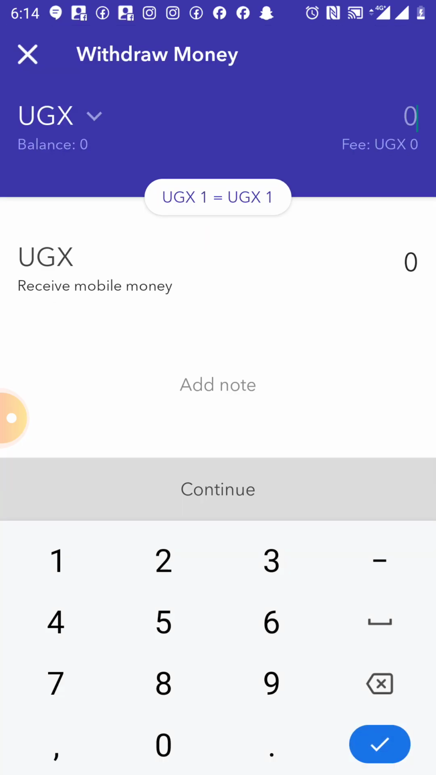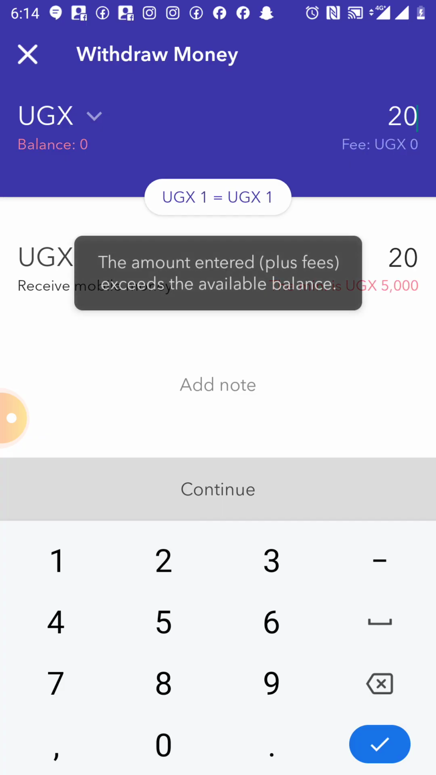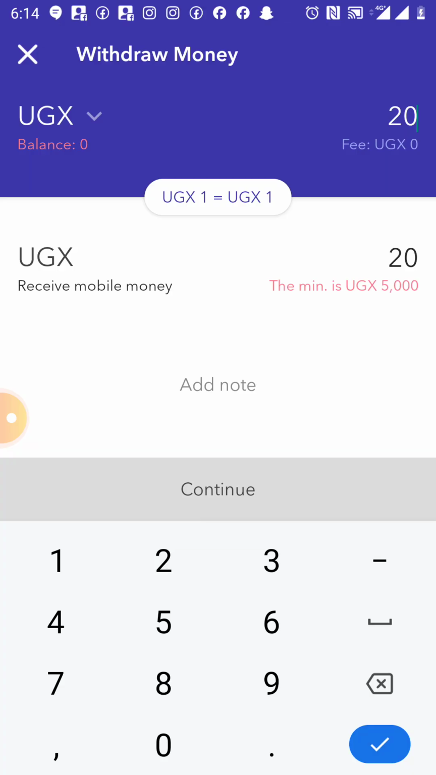If I want to get that money, but there is no money. I'm using the balance in Uganda shillings, so there is actually no money. That is why it is not responding.